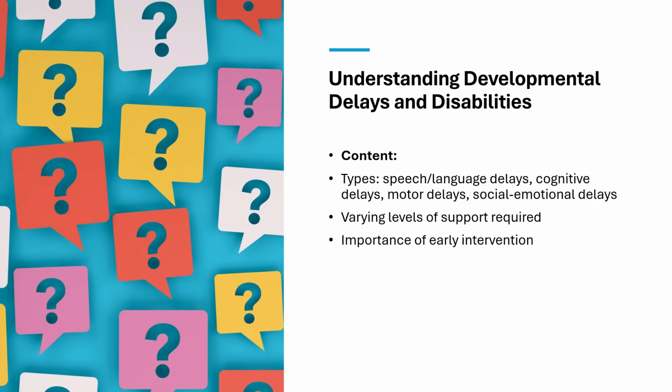Students in preschool may have a range of developmental delays and disabilities. Common areas include speech and language, cognitive skills, motor development, and social emotional growth. Each child's needs vary, and some may require extensive support, while others need minimal adjustments. Early intervention is critical because skills acquired in the preschool years can set the foundation for lifelong learning.